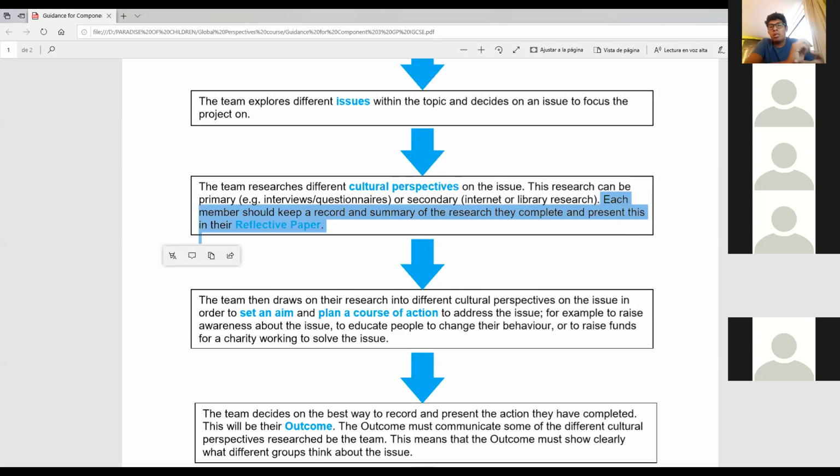Remember that the component number 3, which is the team project, has the outcome, has a reflective paper, and one component more. Do you know what it is? Extra points. Nobody? The reflective paper, the outcome, and reflection paper and explanation. Very good.